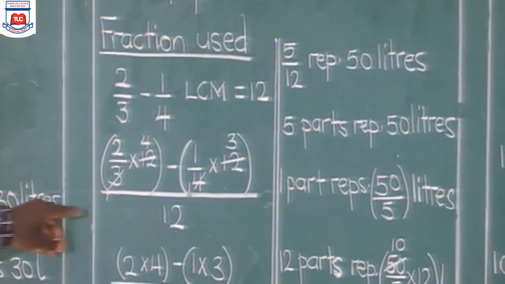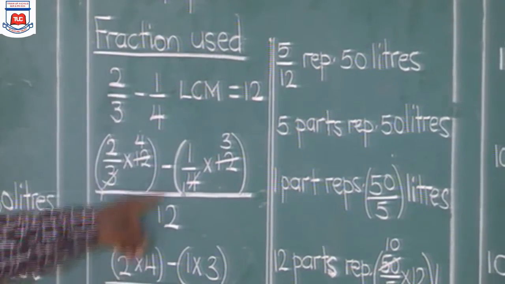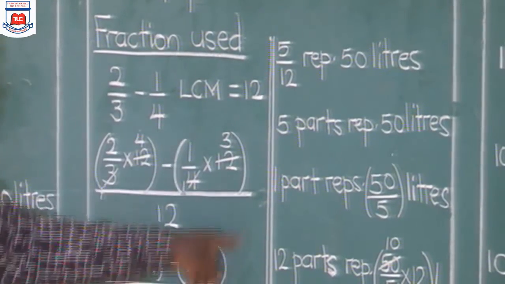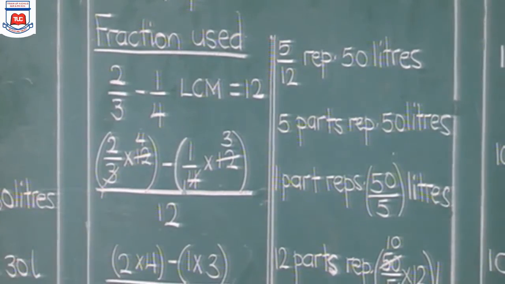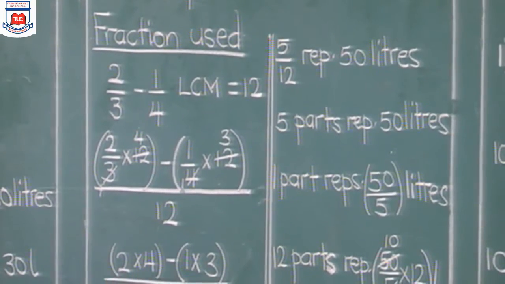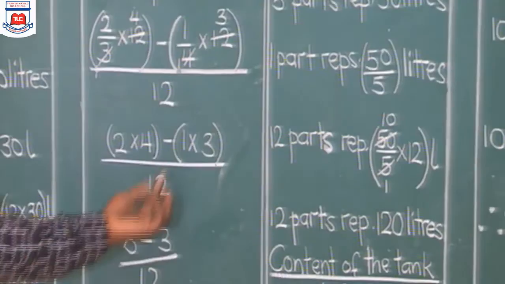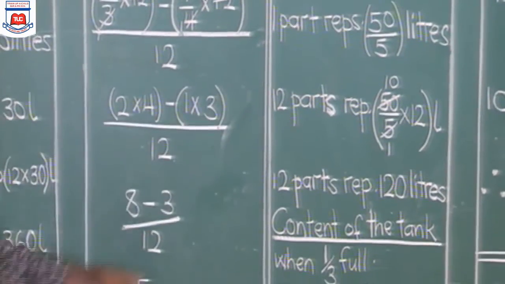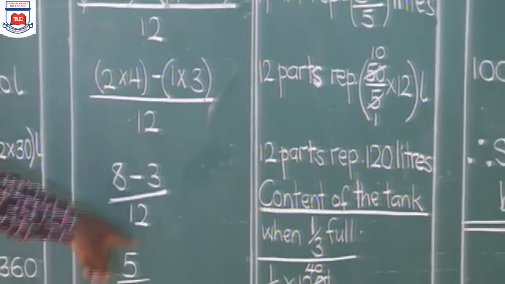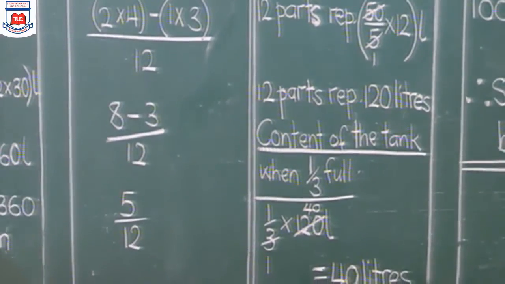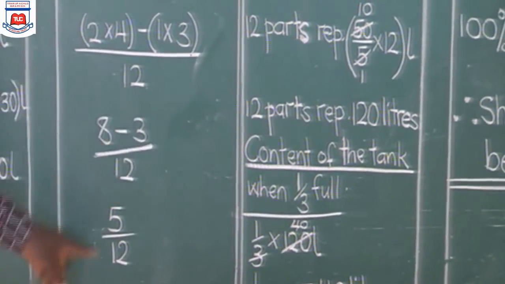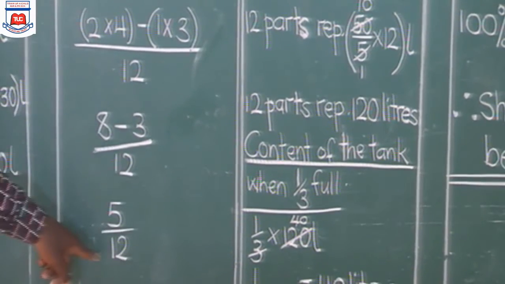Multiply the outcomes: 2 times 4 minus 1 times 3 out of 12. That is the step we have here. Then get the products. 2 times 4 is 8, minus 1 times 3, which is 3, out of 12. Then get the difference between 8 and 3. That is 5 out of 12.